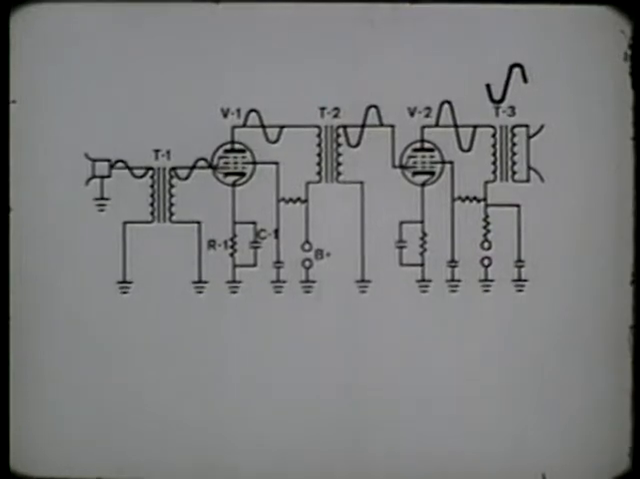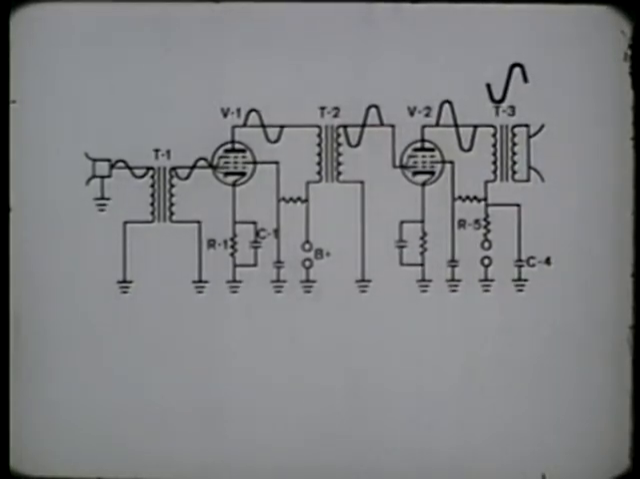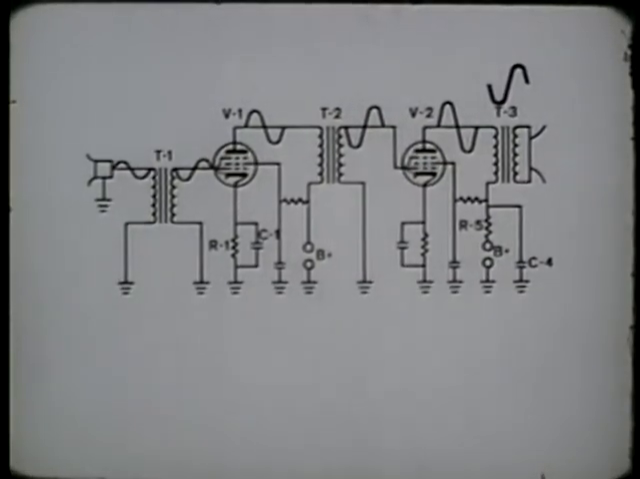Notice that in the plate circuit of V2, there is a resistor R5 and a capacitor C4. These elements are placed in the circuit to decouple any variation in the B+ voltage around the power supply. This type of circuit is found when there is more than one stage operated from the same power supply.